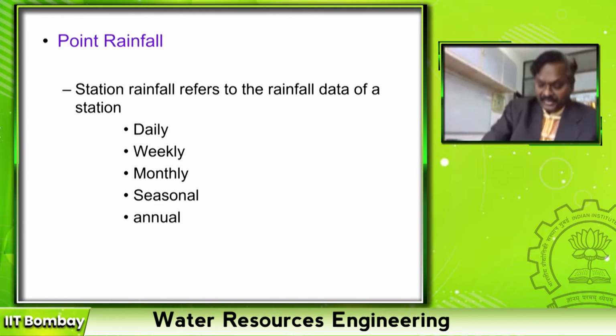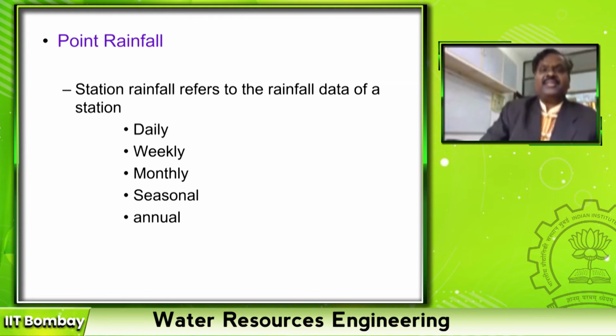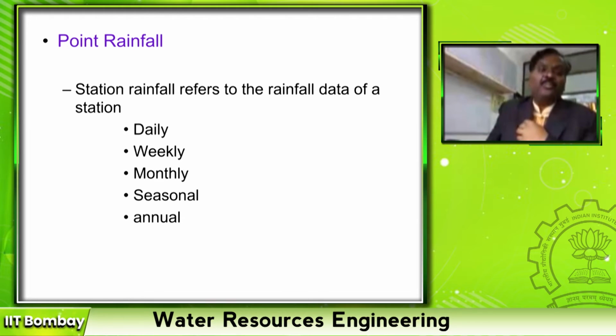But this is only a particular station, a time series. If I want to represent my rainfall of a particular station, I can represent it daily, weekly, monthly, seasonal or annual. So conversion of one time step to another time step is called lumping. Suppose I have measured daily rainfall.